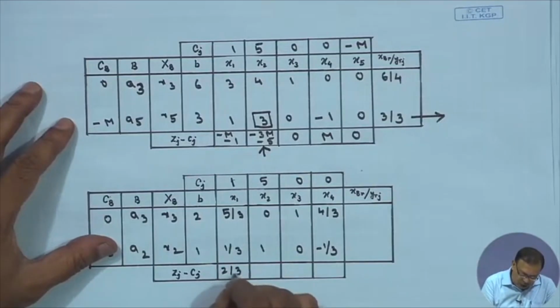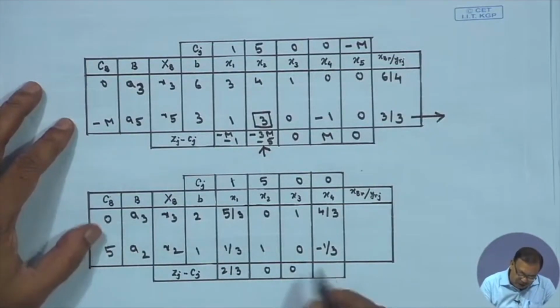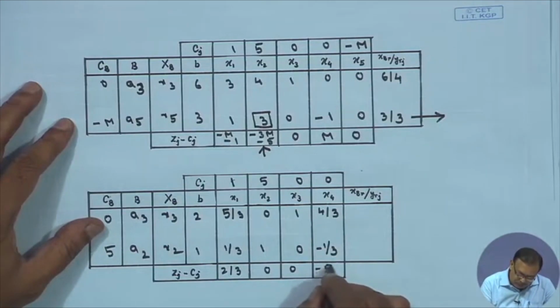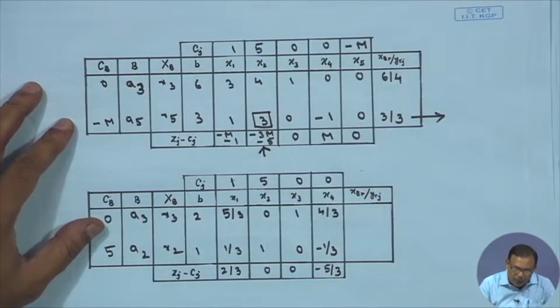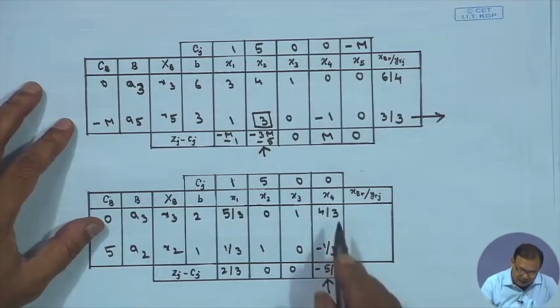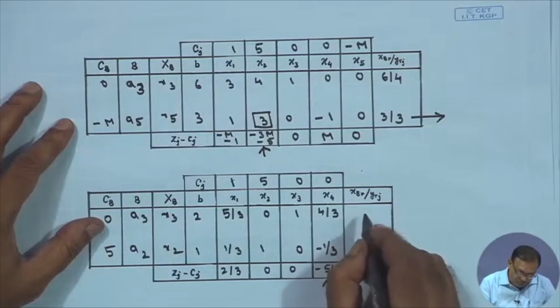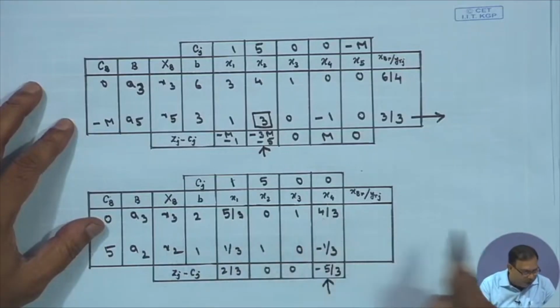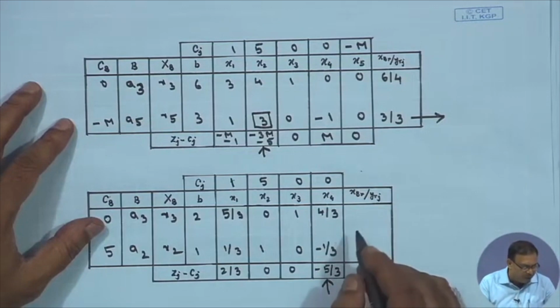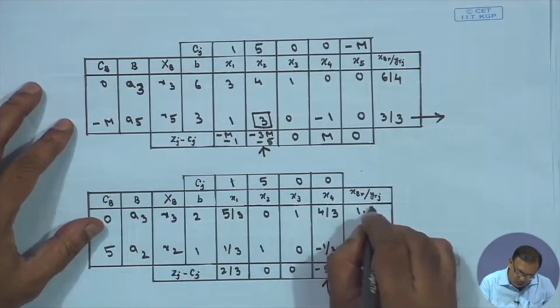This is 2, 3, 0, 0, but this value is minus 5 by 3. So, all Zj minus Cj are not greater than or equal to 0. Therefore, I have to go for the next iteration. Only negative is this, so this will be your entering vector. Corresponding to this, I have to calculate the ratio. This will become 4 by 3, and this one 4 by 3 by 2, so this will be 1.5.